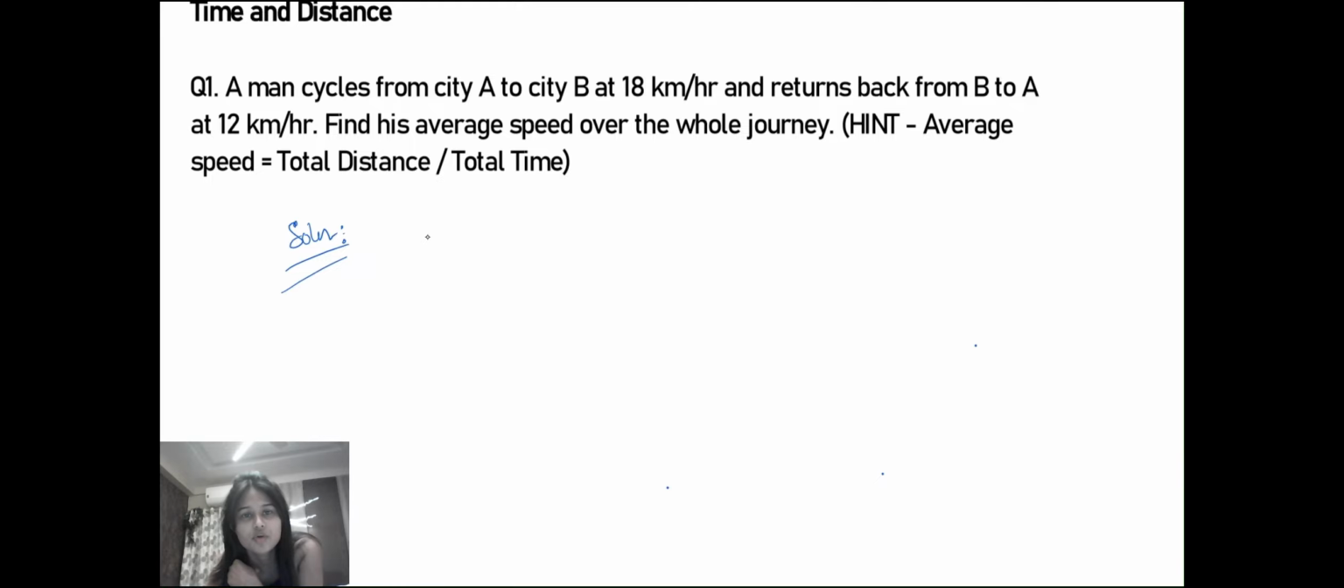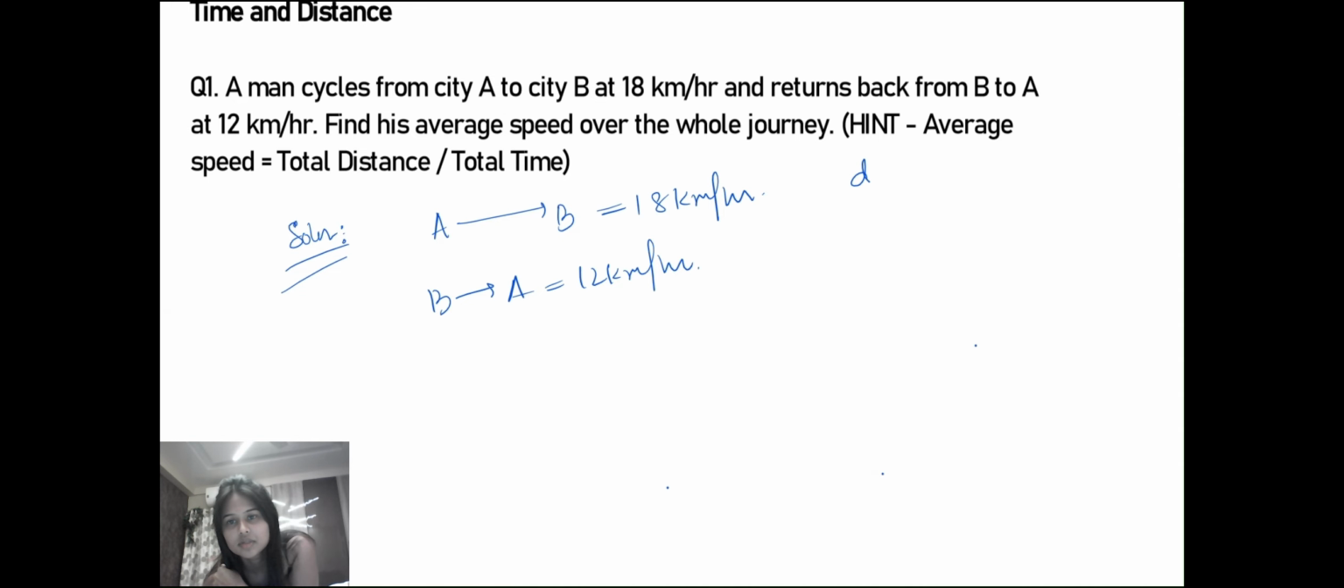and cycles from city A to city B at 18 km per hour and returns back from B to A at 12 km per hour. So A to B speed is 18 km per hour and B to A speed is 12 km per hour, right? Let the distance be x for going from A to B.